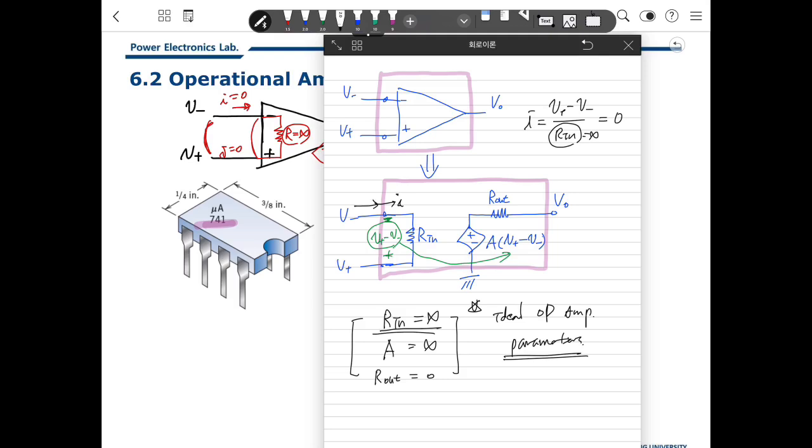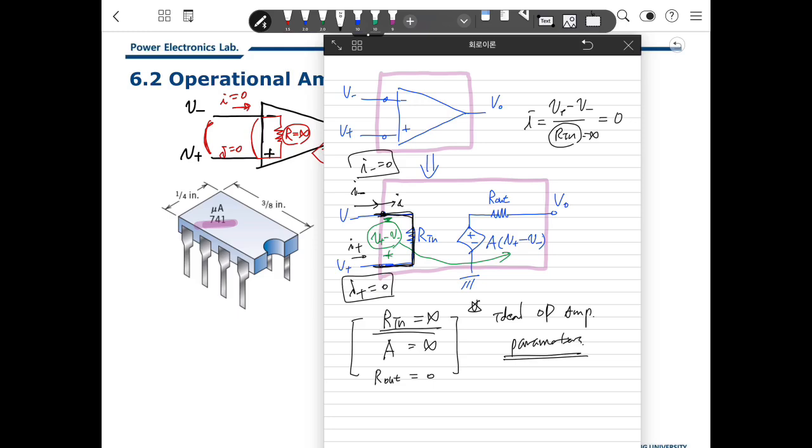That means the current into the input, you say this is the inverting pin, we call this I minus, and this current I plus, and I minus should be 0, and I plus should be 0 in the ideal op-amp. And what's the meaning of the current being 0?